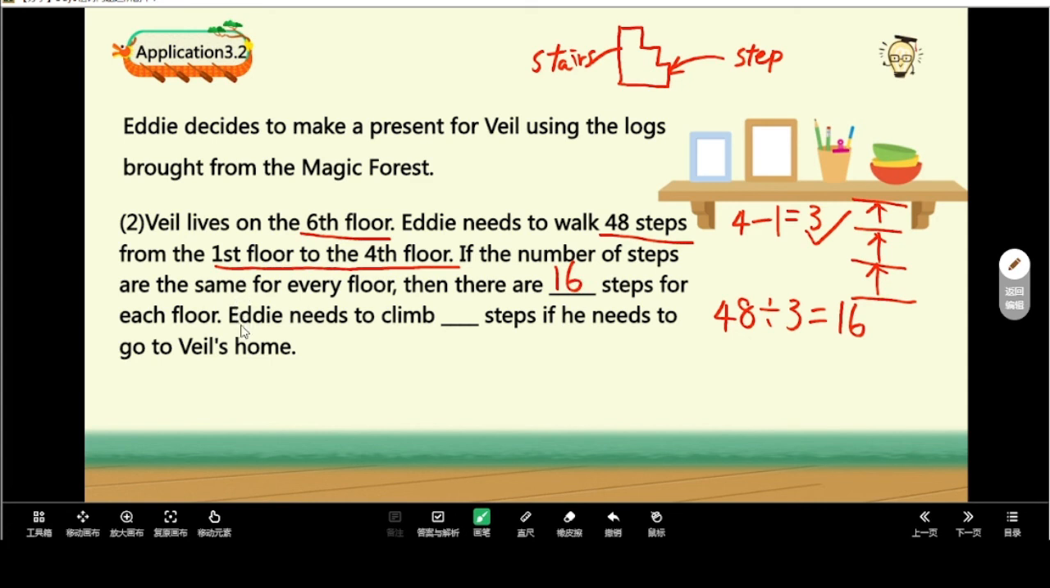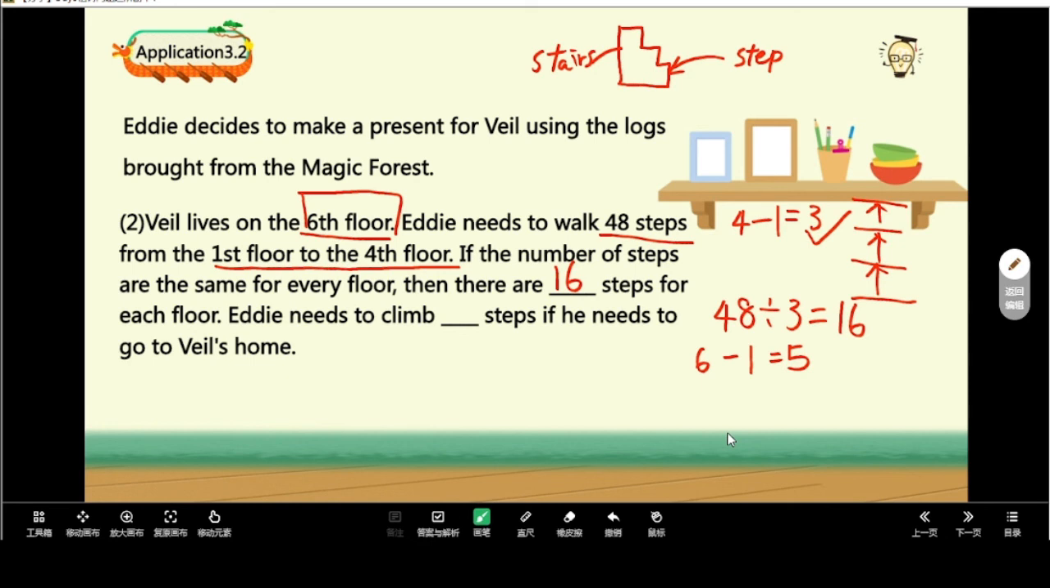There is another question below. Eddie needs to climb how many steps if he needs to go to Phil's home? So where does Phil live? Yes, on the 6th floor. We still remember this. So what do we need to find first? We need to find the number of stairs from the first floor to the 6th floor. Okay, so how can we find it? We use 6 minus 1 equals 5. That is 5 stairs.